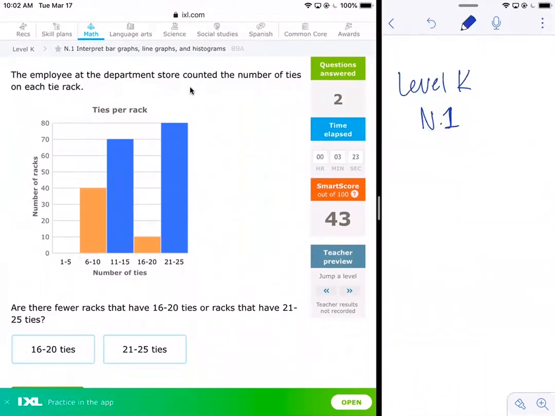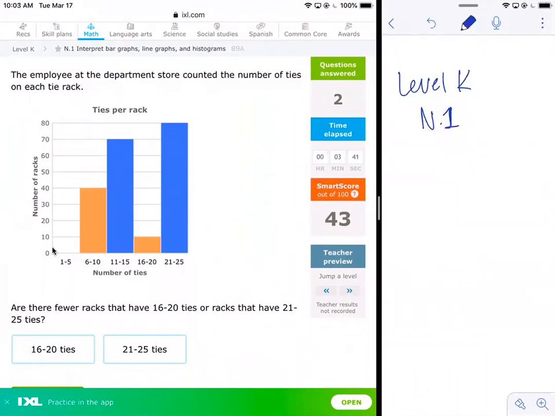The employee counted the number of ties on each rack. And then this one says the number of ties is down here and the number of racks is over there. It says, are there fewer racks that have 16 to 20 ties or racks that have 21 to 25 ties?